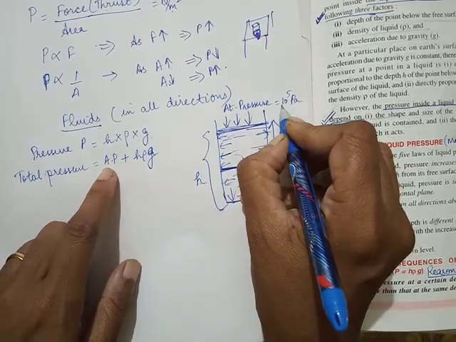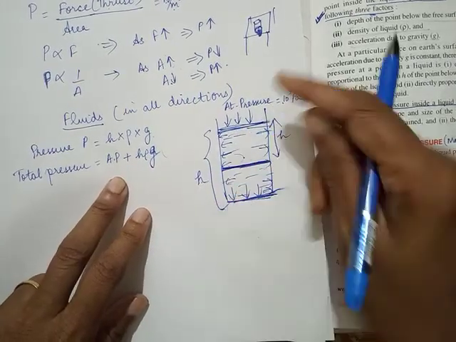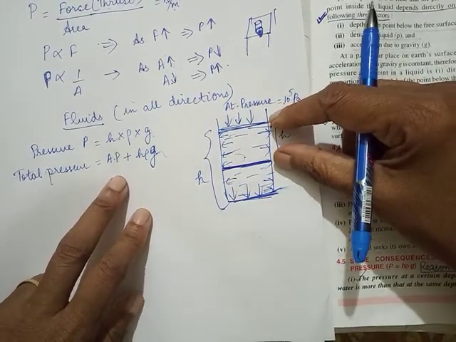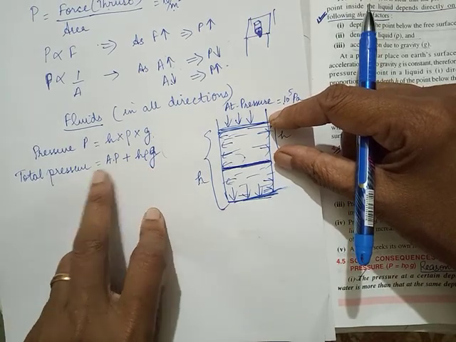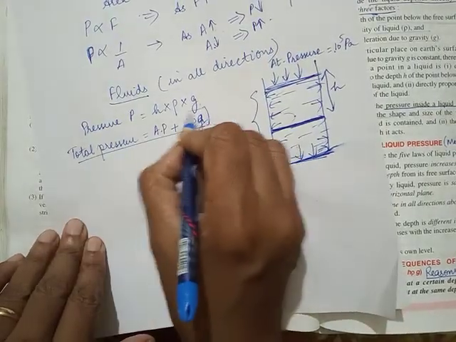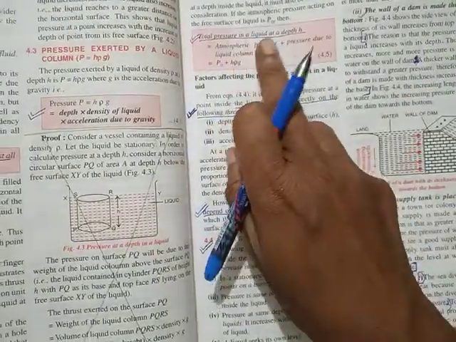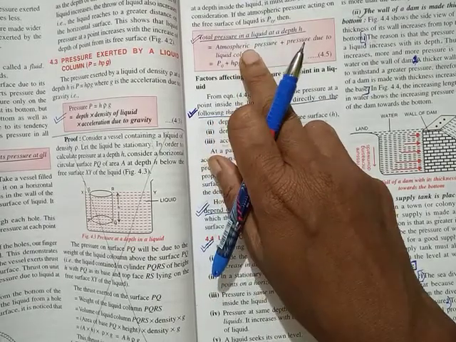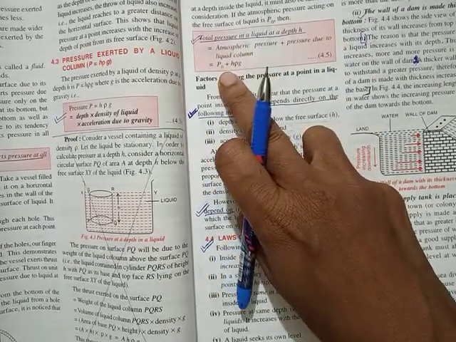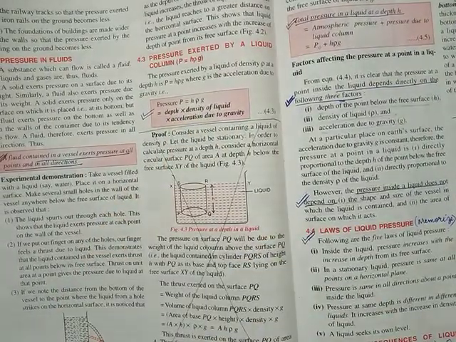So for an accurate calculation, you have to add atmospheric pressure plus the pressure due to this height h, which is h rho g. This is the expression that you get for total pressure. If they ask how you will calculate the total pressure in a liquid, write atmospheric pressure plus pressure due to liquid column: P naught plus h rho g. Simply, if they ask for pressure due to a liquid column, write h rho g.